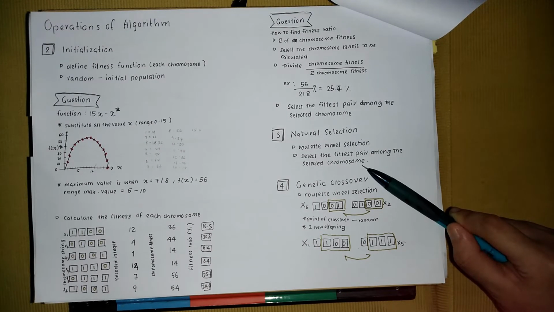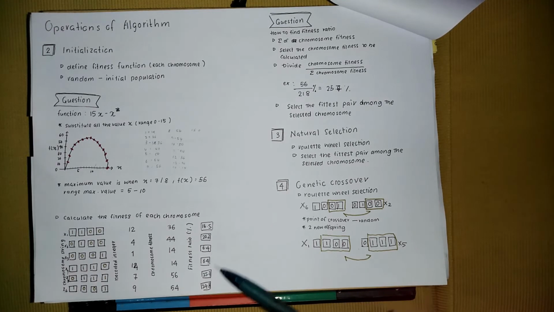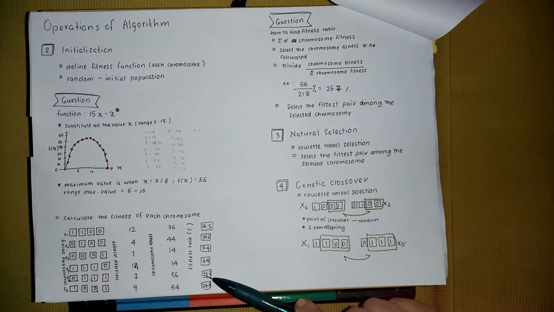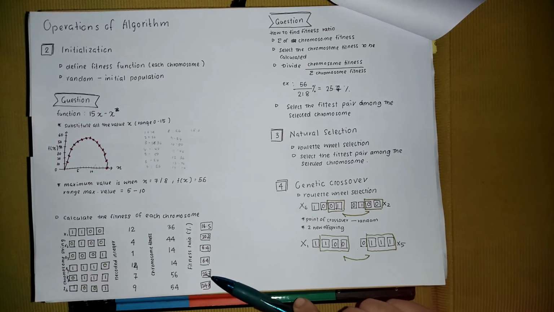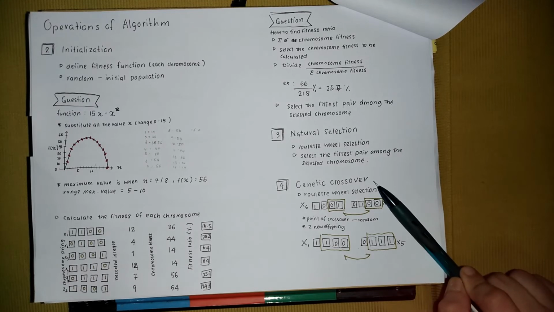In natural selection, the third operation of the algorithm is the natural selection. Here you have to select the fittest pair among the selected chromosomes. In these 6 chromosomes, the X5 is the most fittest among the 6 chromosomes. So that means this will have a better or successful successor when both parents cross over their genetics.